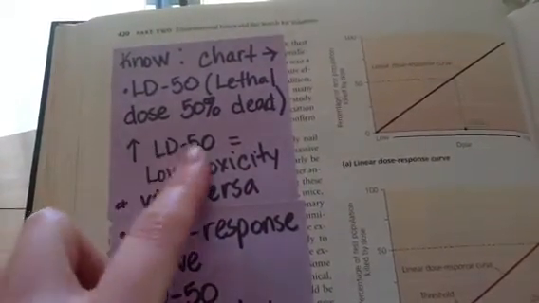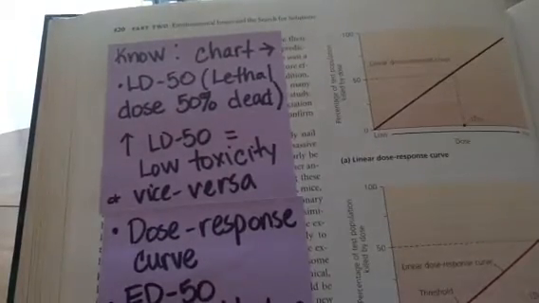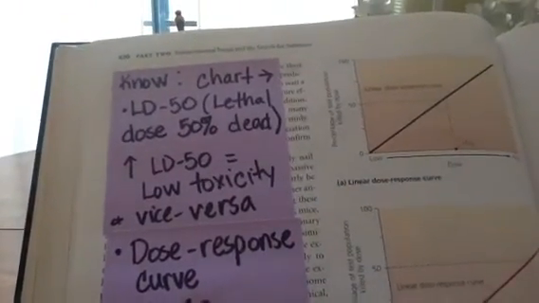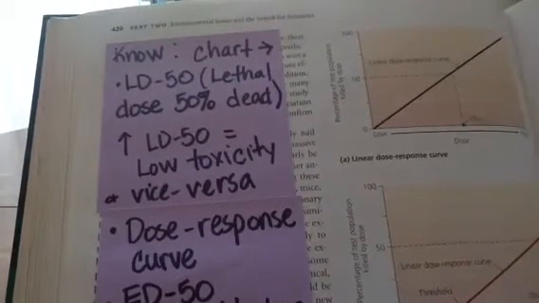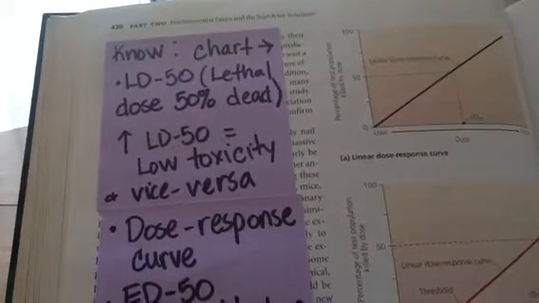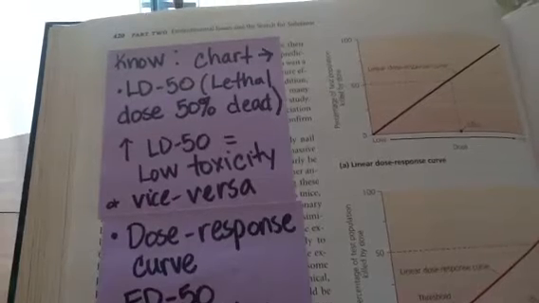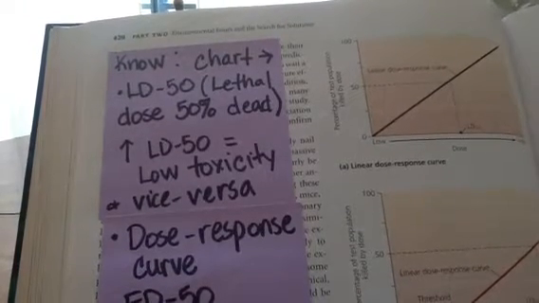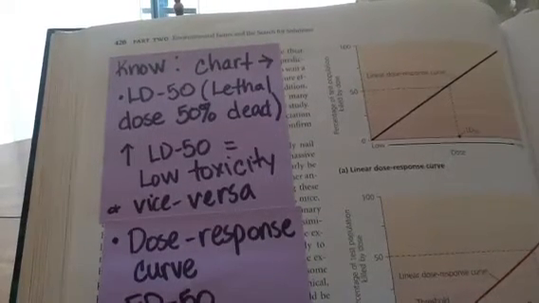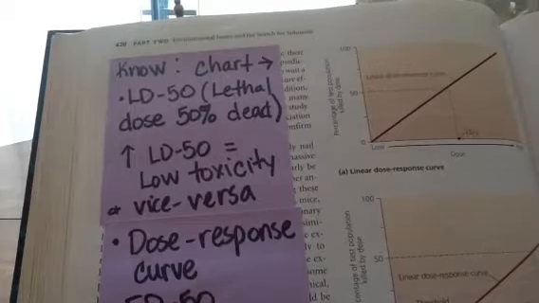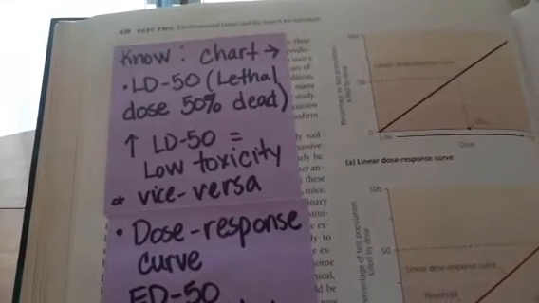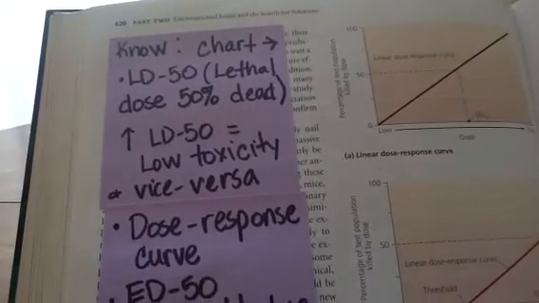The higher the LD50, it means low toxicity, and vice versa. Because if you've got a high number that it takes to kill rats, it means it's not that toxic. It takes a lot of it to kill something. Whereas if you've got a low LD50 number, it means it takes a very low amount to kill 50% of a population.